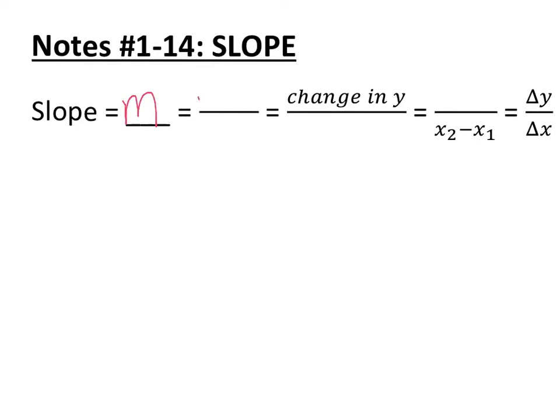We also said that slope is my rise over my run. It's also the change in my y values over the change in my x values. And it's also m equals y2 minus y1 over x2 minus x1. And then right over here we also see what we call delta y over delta x, which is the same as change in y over the change in x.